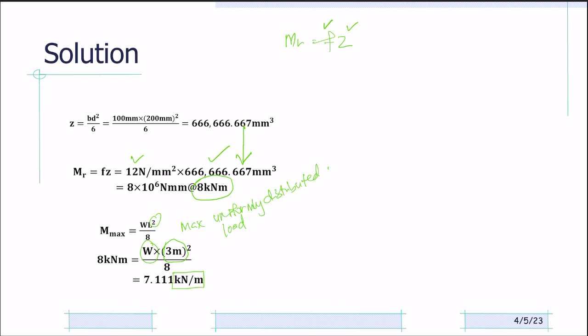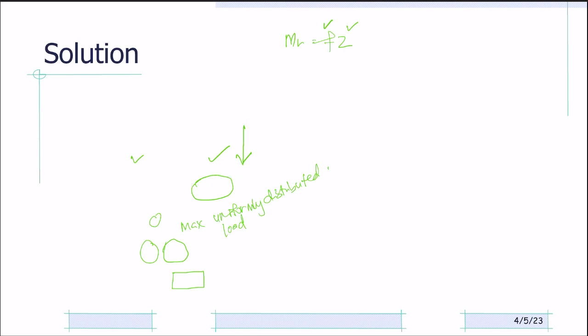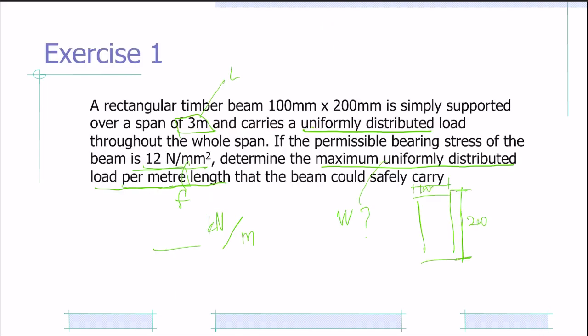Because soalan ni specifically dia cakap per meter. Sebab dia nak dalam per meter. Okay, per meter length. Kalau dia tak ada mention per meter length, okay, you can just stick with M equal to WL over 8. Kalau dia nak dalam kilo Newton saja. Specifically mention that the maximum uniformly distributed load per meter length. Untuk 1 meter lah, kan. So, per meter. So, untuk 1 meter berapa the uniformly distributed load. Therefore, that's why L ni kena, you have to kuasa 2 kan dia.